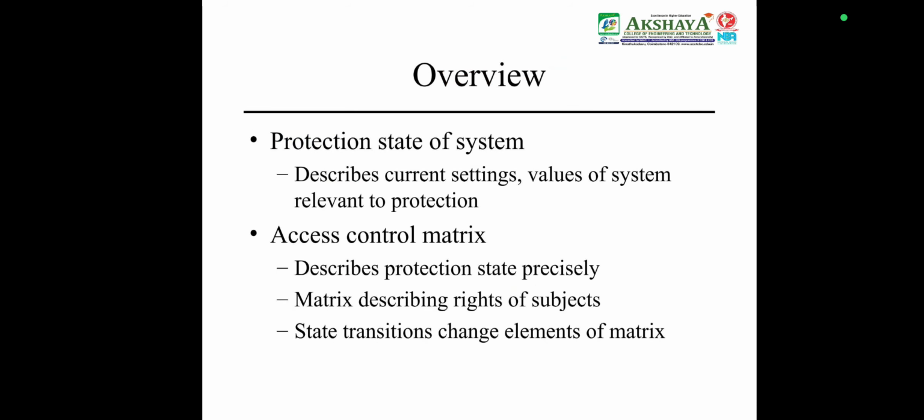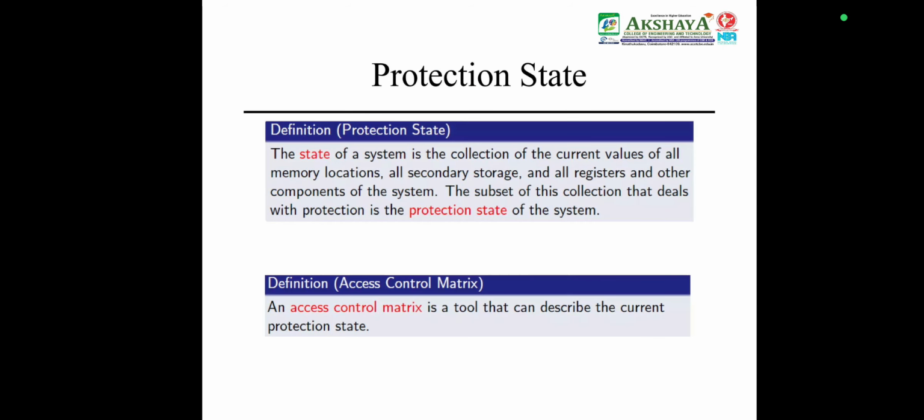Protection state of the system. To describe current settings, values of the system relevant to protection. The access control matrix describes the protection state. The matrix describes rights of objects. State transitions change elements of the matrix. Definition of protection state: the state of a system is the collection of the current values of all memory locations, all secondary storage, and all registers and other components of the system. The subset of this collection that deals with protection is the protection state of the system.